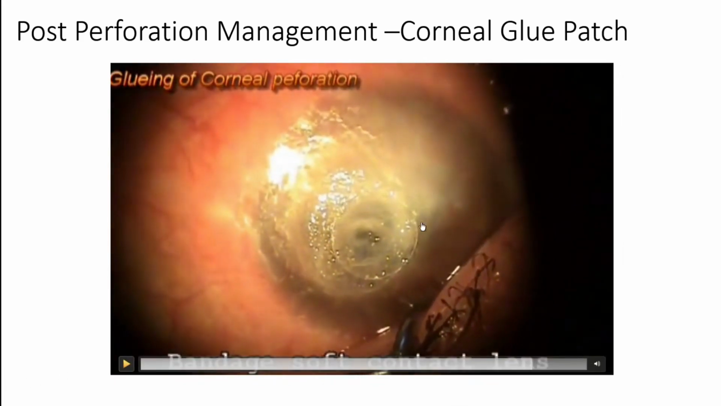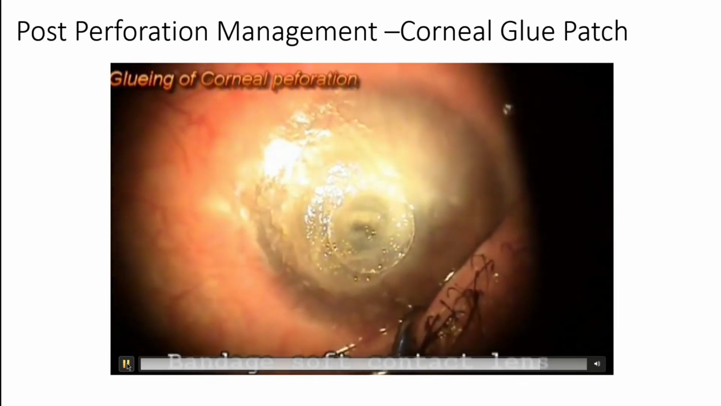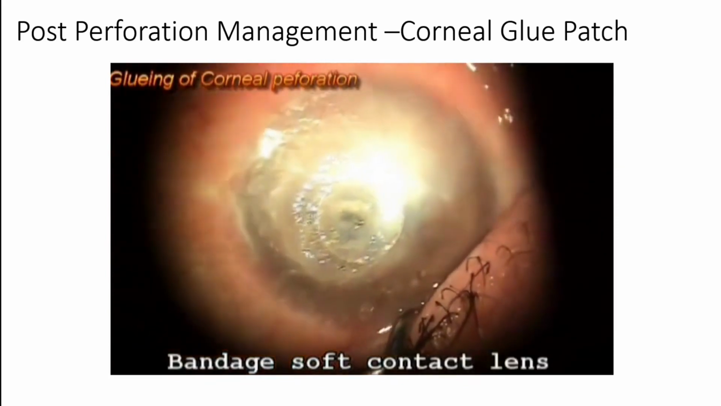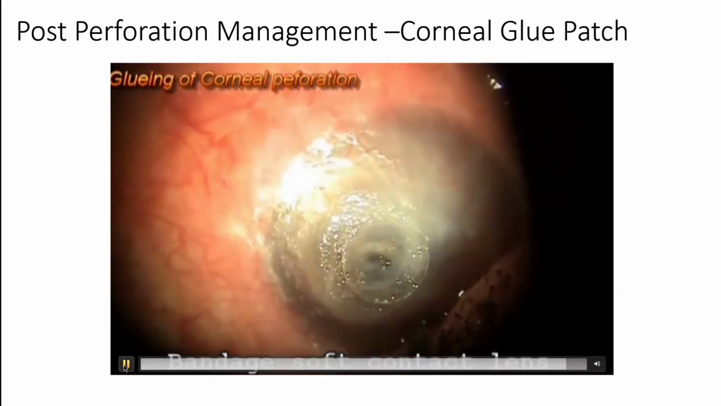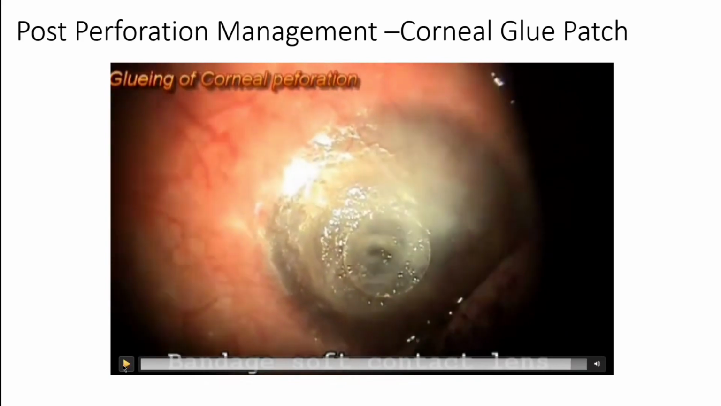This is that disc, the disc that I was talking about, that was punched out of the sterile surgical drape, placed over the area of the perforation. And a bandage soft contact lens is placed over it. A bandage soft contact lens is a contact lens which acts as a sort of bandage so that this stays in place until it sticks appropriately.